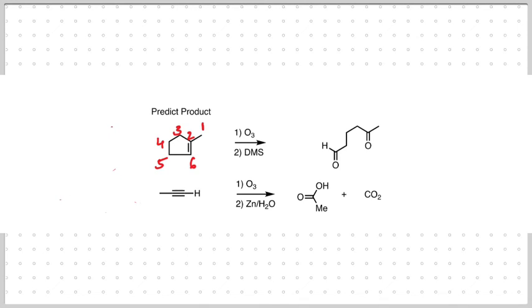Our second example is a terminal alkyne. So as usual, we are going to split the molecule into two parts. One part contains the hydrogen atom, and you know that this is a terminal alkyne, right? So the part which contains the hydrogen atom is going to give you carbon dioxide, and now we need to predict the product from the other part.